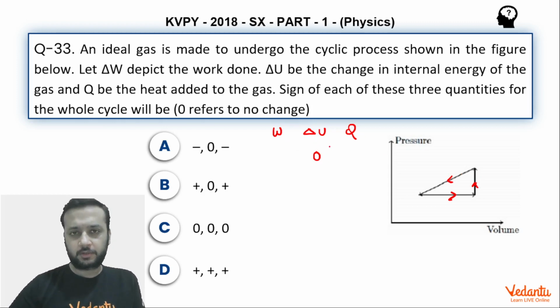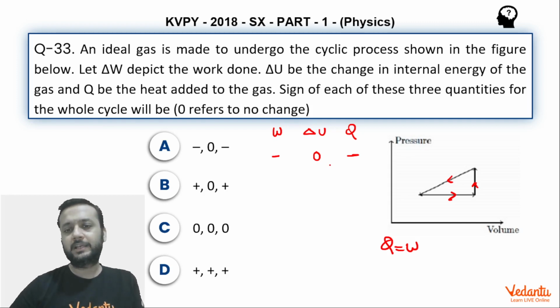Now let's talk about the work and heat supplied. Work of course is negative, because here you can see that it's an anti-clockwise cycle, so work done will be negative. And since in a cyclic process Q is equal to W, we can say that heat will also be negative, because the value of the work done and the value of the heat will be same.